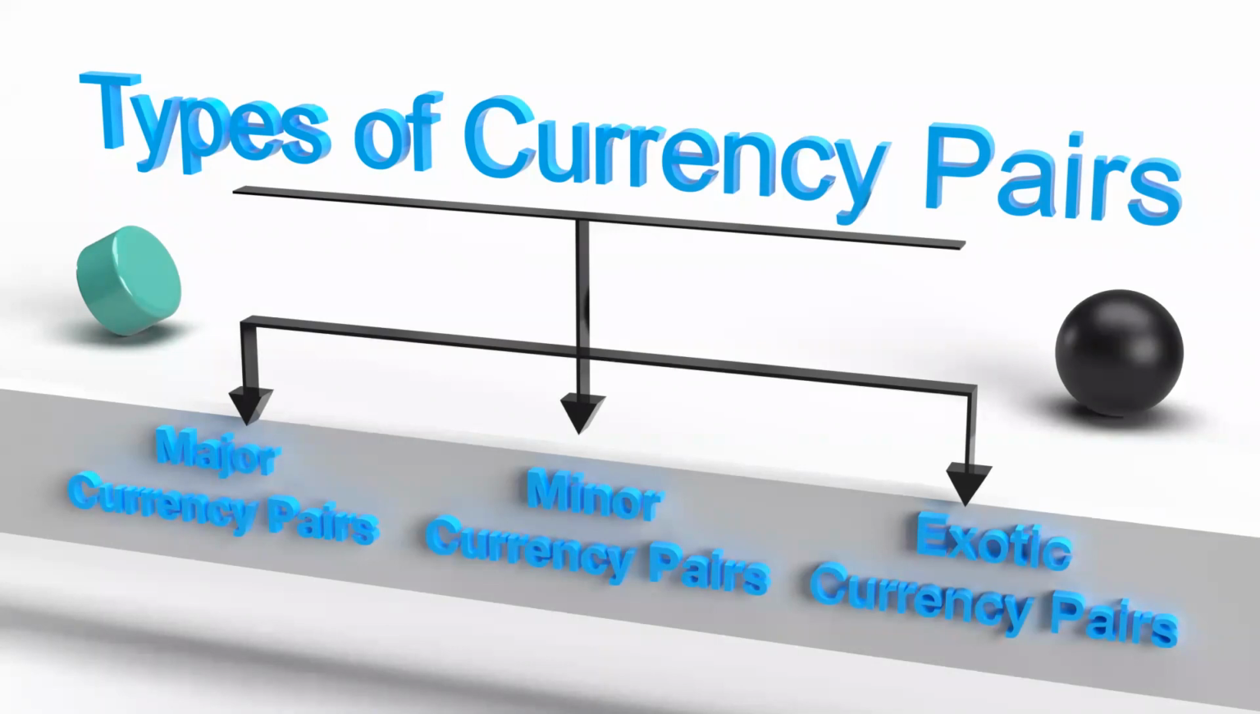Then we have minor currency pairs. These are also sometimes referred to as cross currency pairs, and these are those that do not involve the US dollar. So popular minor currency pairs are the euro pound, pound yen, euro yen, and also the euro Aussie dollar.